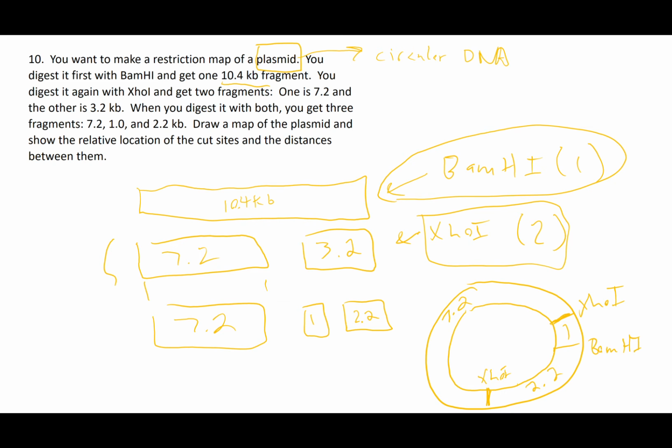So we actually have two different possible configurations for this plasmid. We can't rule them out, but what we can say is that this BamHI site does have to be cutting somewhere between these XhoI sites within that 3.2 kilobase fragment.